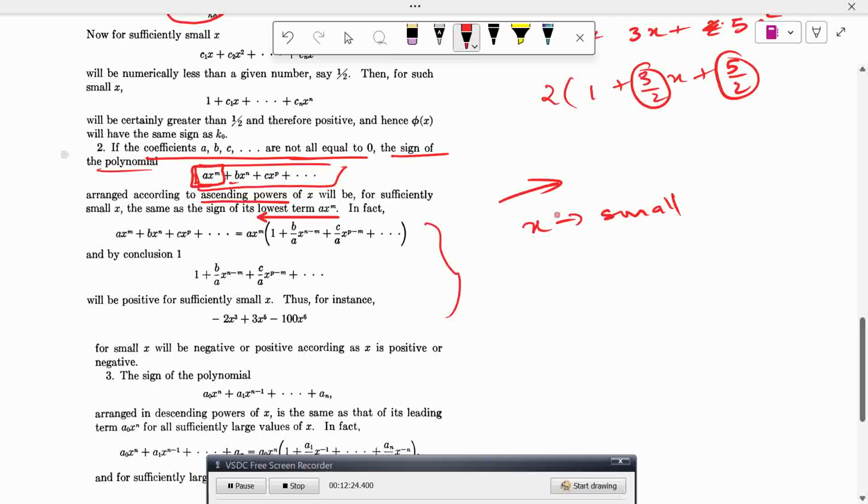Now I will do the proof. We take a x raised to m common outside, so again we will get these terms, right? By the same conclusion, these will be less than 1. So this part is positive. So it will depend upon this a into x raised to m.